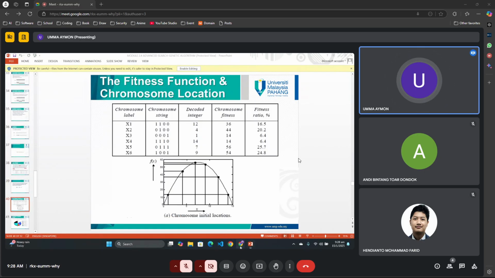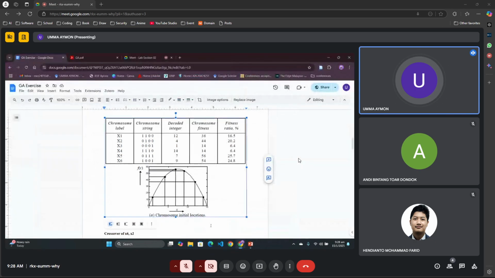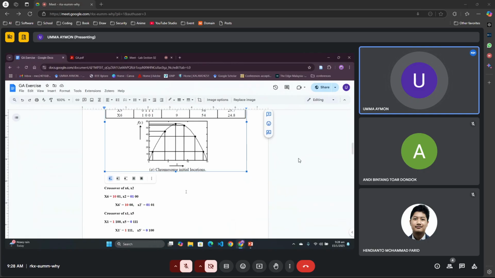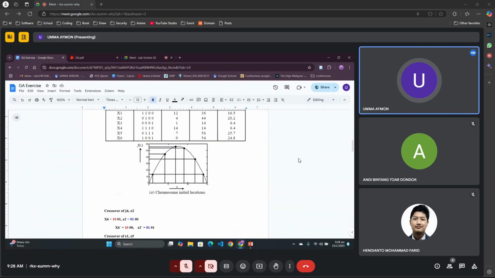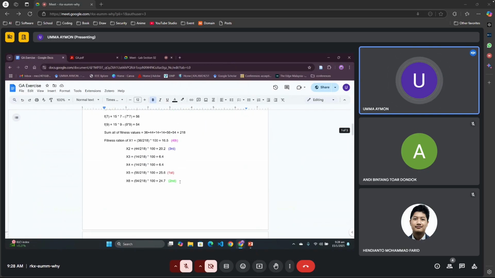Okay, so now we have calculated the fitness ratio. Now we will do the crossover. For crossover, let's take x6 and x2, x6 the second one and x2 the third one.